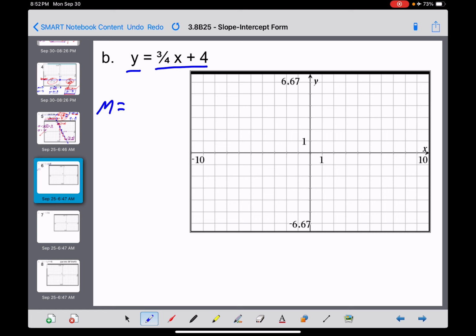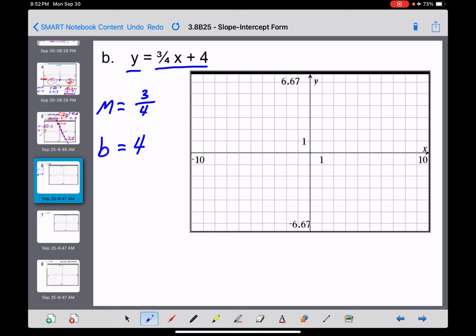So m is the slope, the coefficient of x, and the x here is being multiplied by a fraction of 3/4. B, the y-intercept, is the number that's being added at the end of this equation here, and that is going to be a positive 4. So with those two pieces of information, we should be able to graph this.